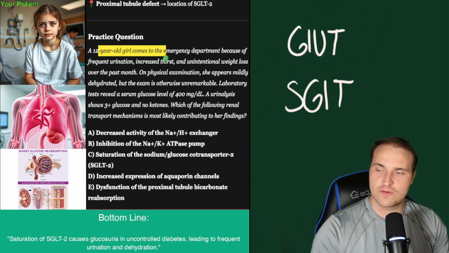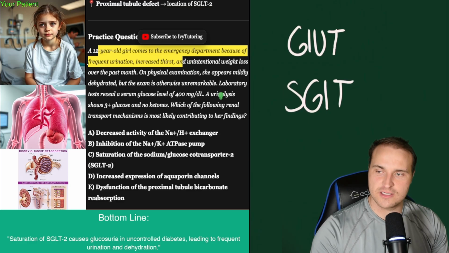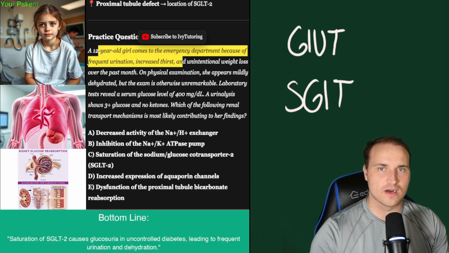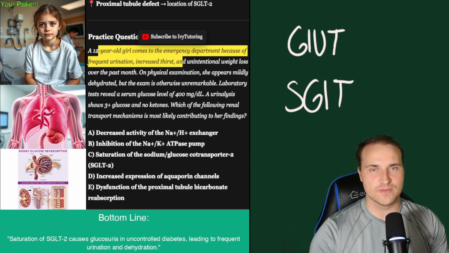In this question, we have a 12-year-old girl coming to the emergency department because of frequent urination, increased thirst, and unintentional weight loss over the past month. On physical examination, she appears mildly dehydrated, but the exam is otherwise unremarkable. Lab tests show a serum glucose level of 400. A urine analysis shows 3+ glucose and no ketones. Which of the following renal transport mechanisms most likely contributes to her findings?